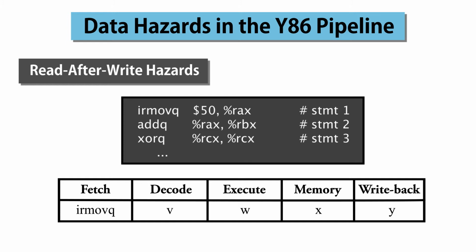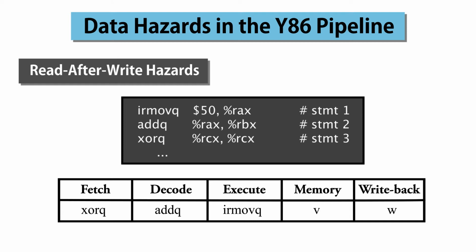At the next clock tick, the irmovq instruction transitions to the decode phase, and the addq instruction is fetched and parsed. At this point, any register values needed by the irmovq instruction are retrieved from the register file. In this case, there are none, since %rax is a destination, not a source. That is, the current value of %rax is irrelevant, since it will be overwritten by this instruction. At the next clock tick, we advance all instructions one stage. The irmovq instruction moves to execute, addq moves to decode, and the xorq instruction is fetched.